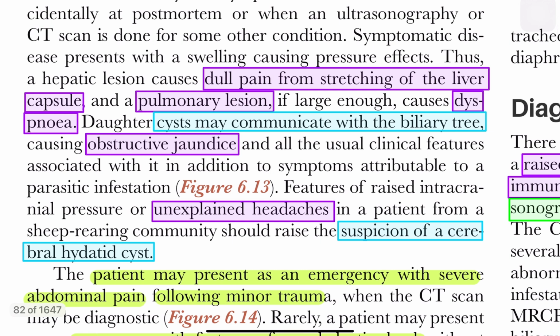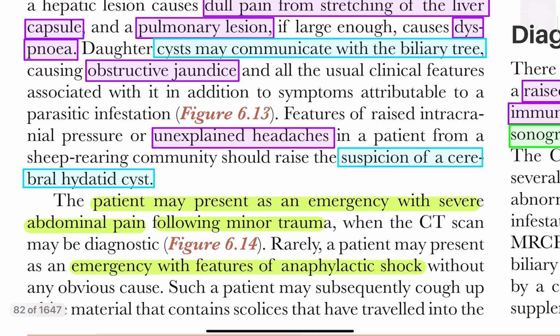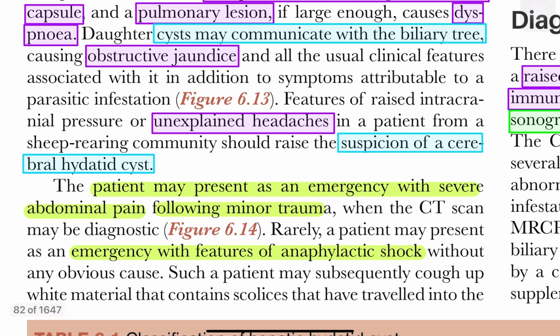A patient has dull pain because of stretching of the liver capsule, and if the patient has dyspnea, it may be because of a pulmonary lesion. The cyst may communicate with the biliary tree, in which case the patient will present with obstructive jaundice. Unexplained headache may raise suspicion of cerebral hydatid cyst.